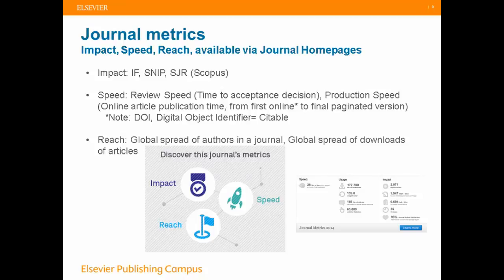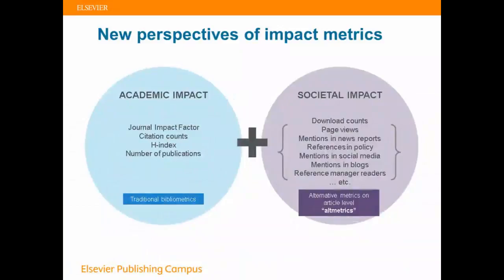And then the final group is reach. At Elsevier, we do show for most of our journals both the global spread of authors in a journal. So if you're interested to see, for example, are there a lot of authors from the UK for the journal or a lot of authors from China, you can see it with that metric. And the other one is the global spread of downloads of articles for this journal. If you want to publish in a journal that has a specific reach either globally or in specific countries, you can see how these countries compare via a world map with indications of that.